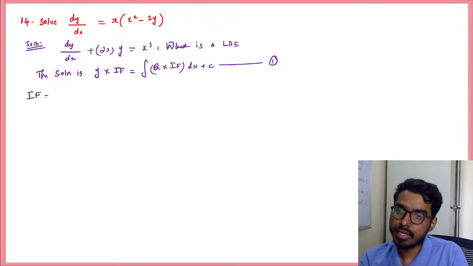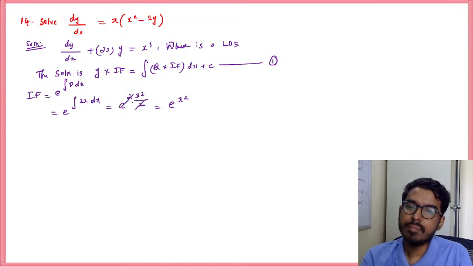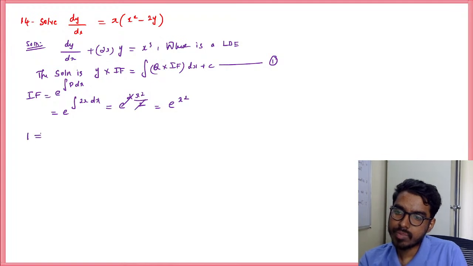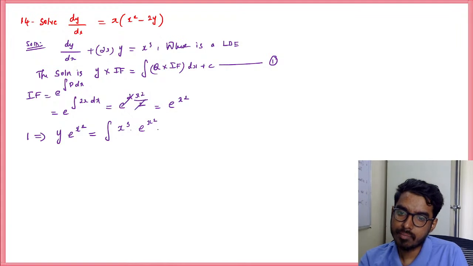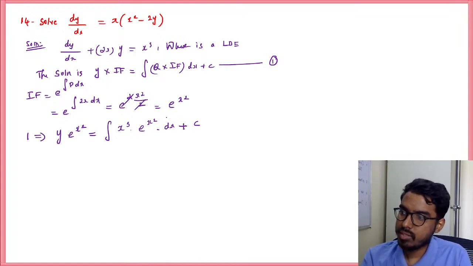Now we will find the integrating factor, e power integration of p dx. So what is p? It is 2x dx. So e power integration of 2x dx, which is e power x square by 2 times 2, so e power x square, right? E power x square is the integrating factor. So y into integrating factor is equal to integration of q, which is x cube, into integrating factor dx plus c. So we have x cube.